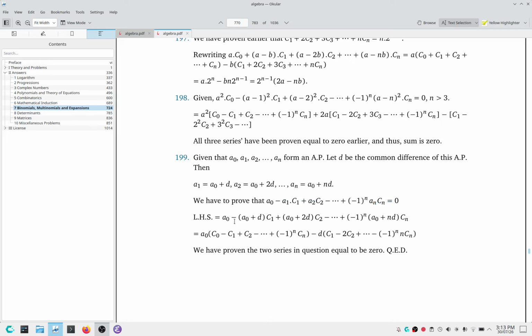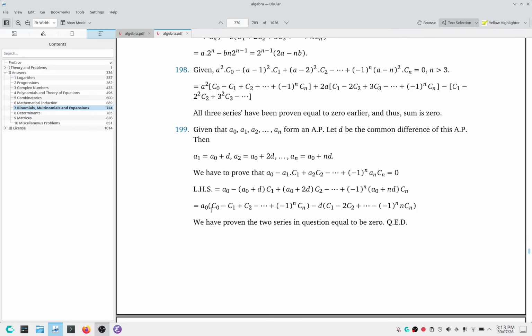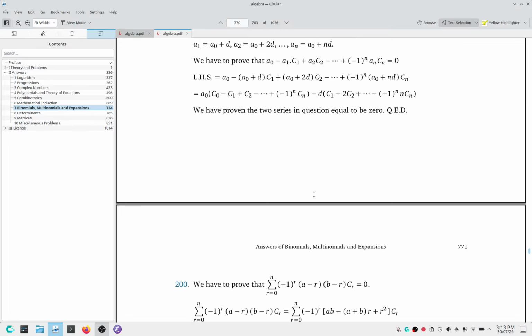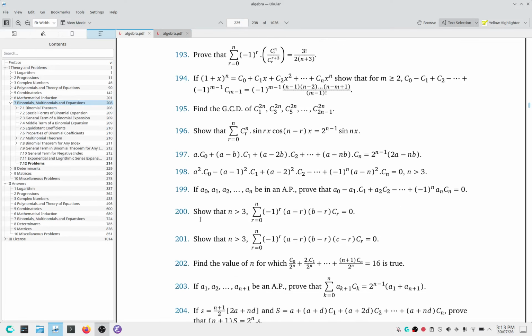We write this as A0 C0 minus (A0 plus D) times C1 plus (A0 plus 2D) times C2 and so on up to minus 1 to the power n (A0 plus nD) Cn. So this becomes A0 times (C0 minus C1 plus C2 and up to minus 1 to the power n Cn) and minus D times (C1 minus 2C2 and so on up to minus 1 to the power n n Cn). We have proven the two series in question equal to 0 earlier, and thus this sum is equal to 0.